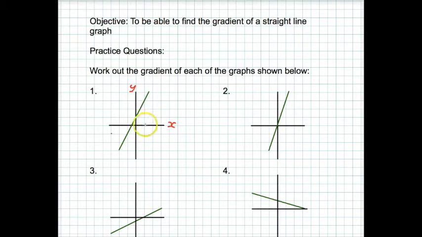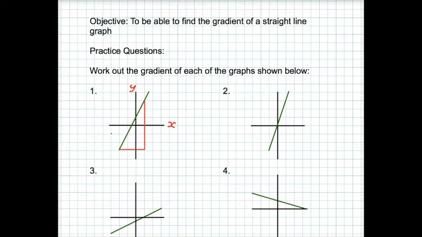Now in order to do this, we need to create a right angled triangle between 2 points on the graph. The best way to do this is to find a point that is touching the corner of one of the squares. So if we take this square here and draw a line going across to here, and then we draw a line going up to there, we've formed ourselves a right angled triangle.